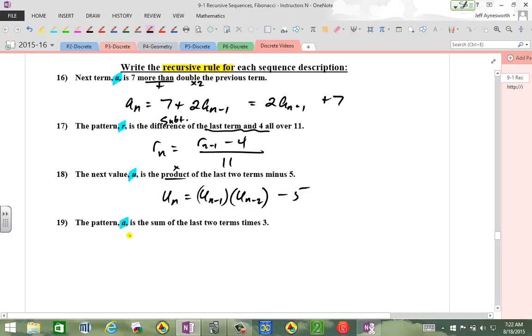Pattern a here is the sum. So a sub n is equal to the sum of the last 2 terms. So a sub n minus 1 plus a sub n minus 2, and then times it by 3. Let's just give it a hug.